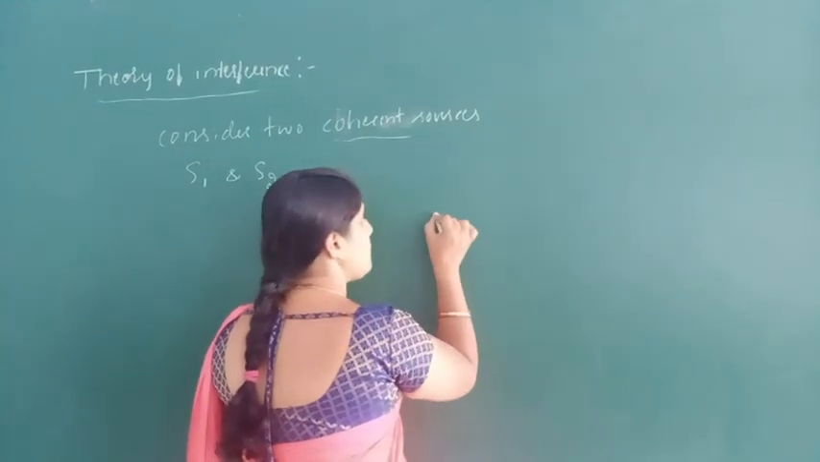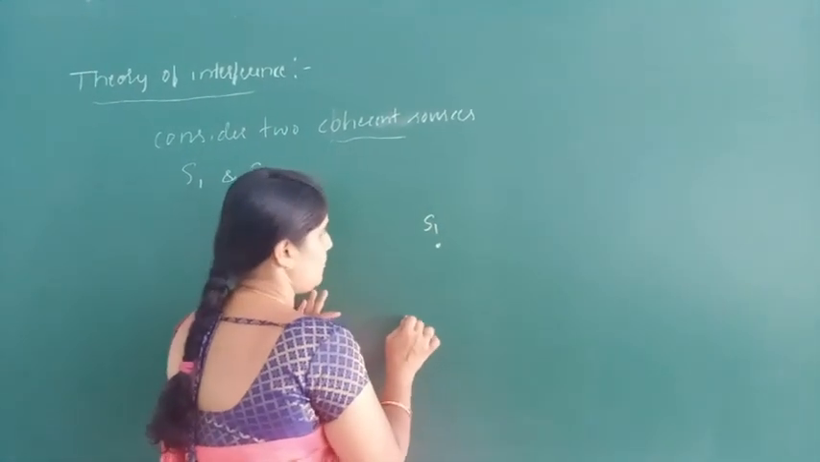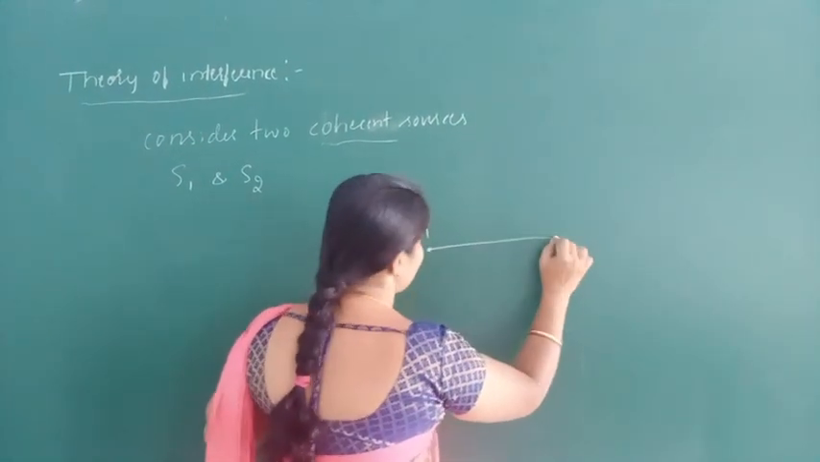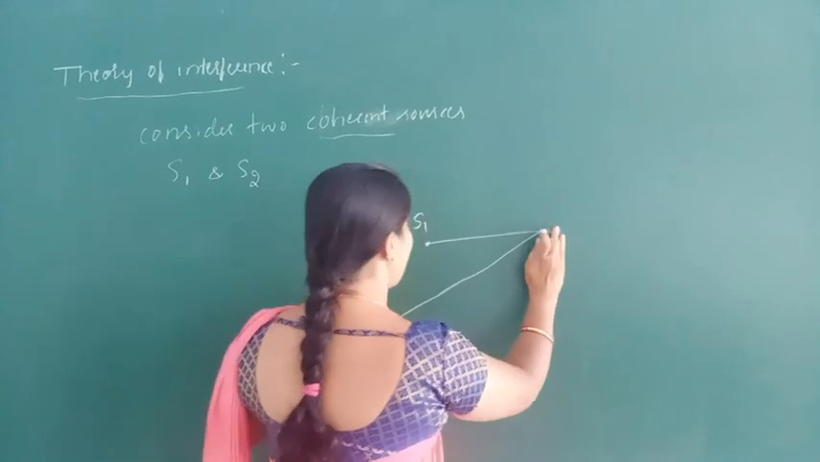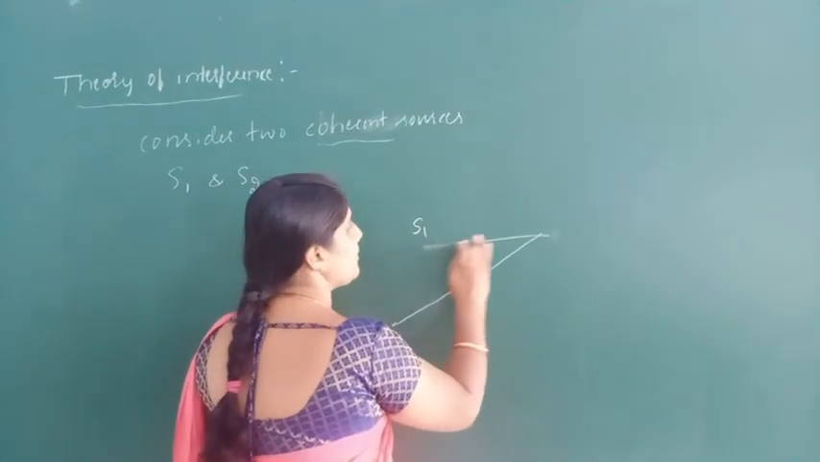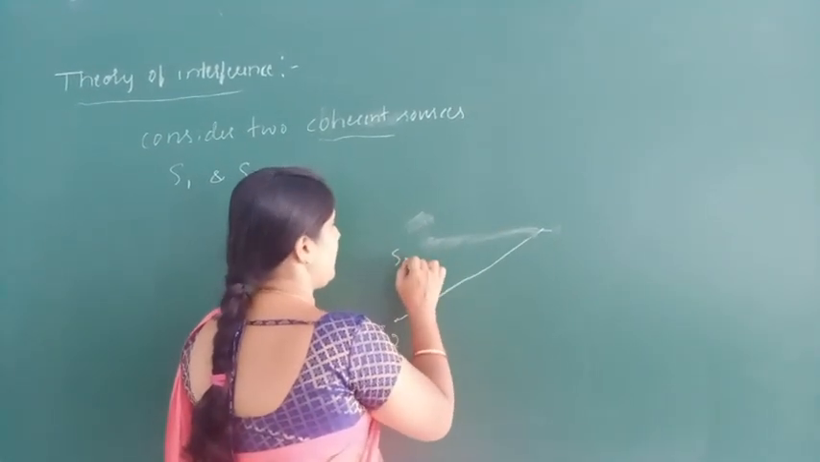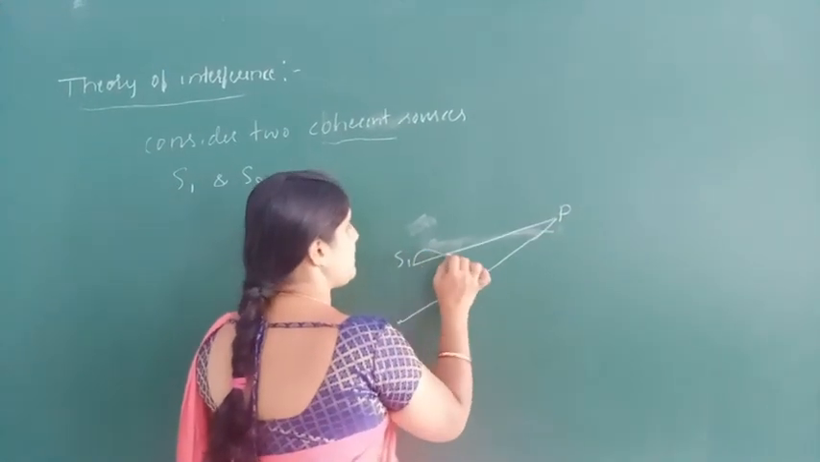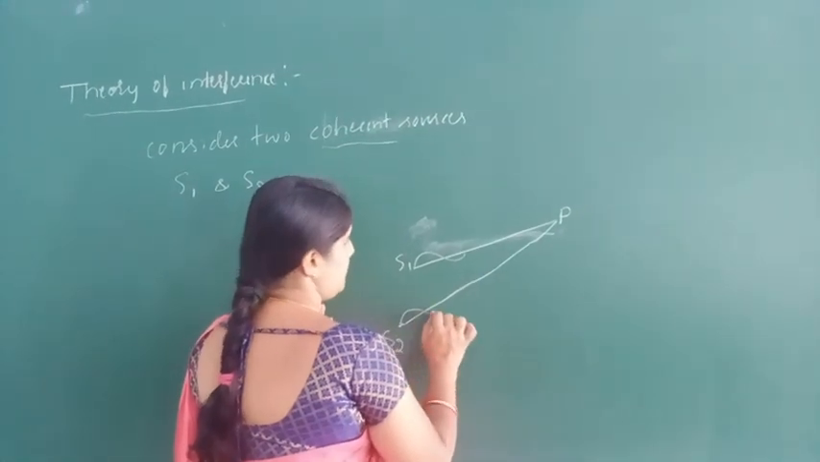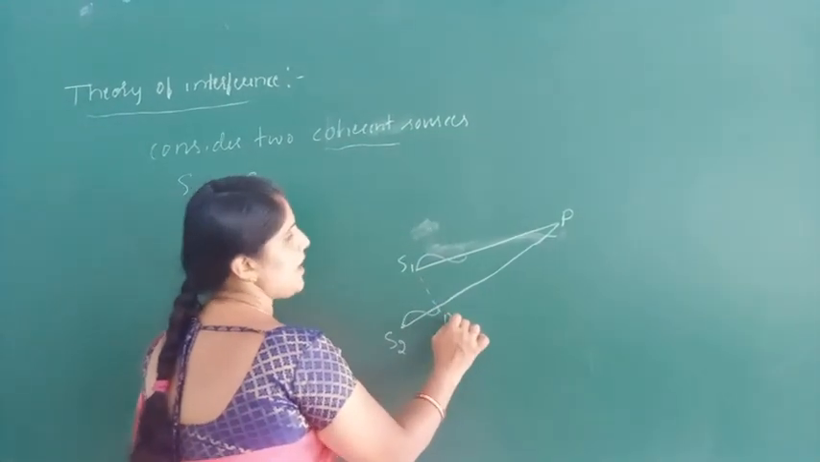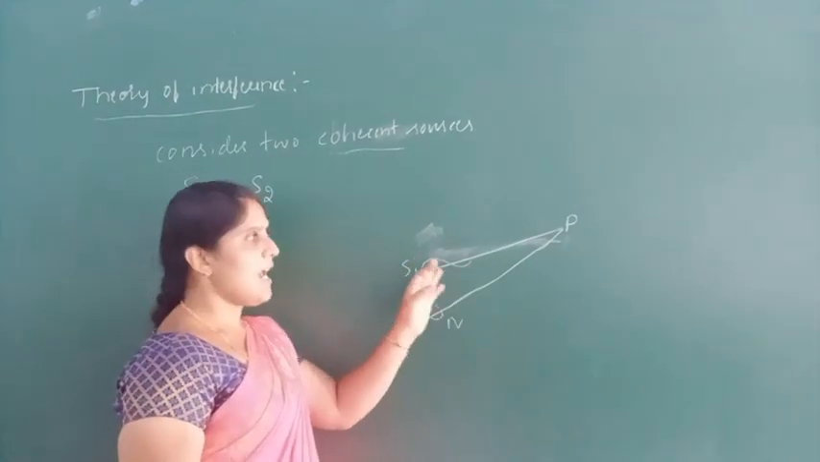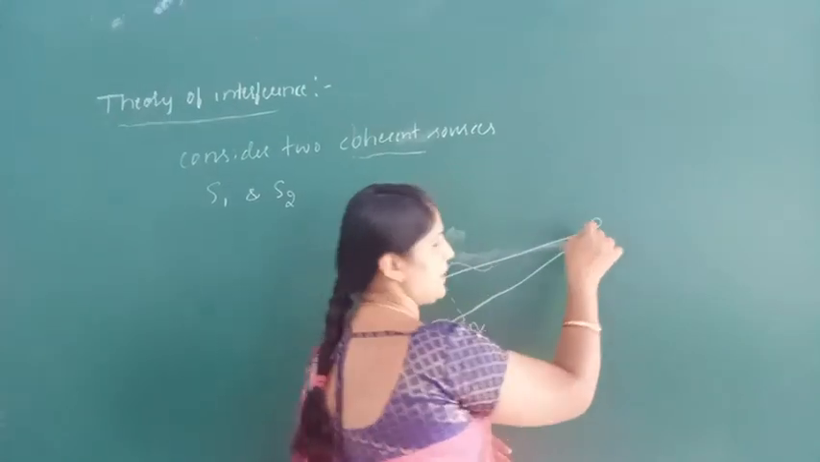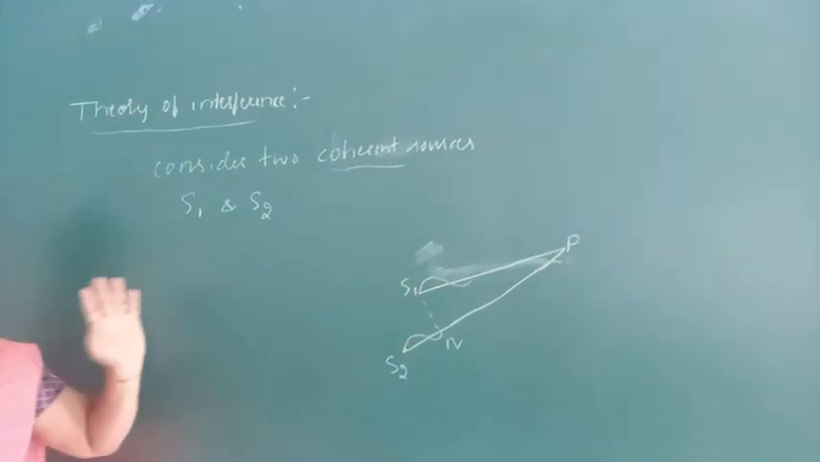Let us call this source S1 and this source S2. These two sources emit light of the same frequency and same amplitude, and they meet at a point called P. The two waves are superposed on each other at the point P. That means an interference pattern is obtained at the point P.